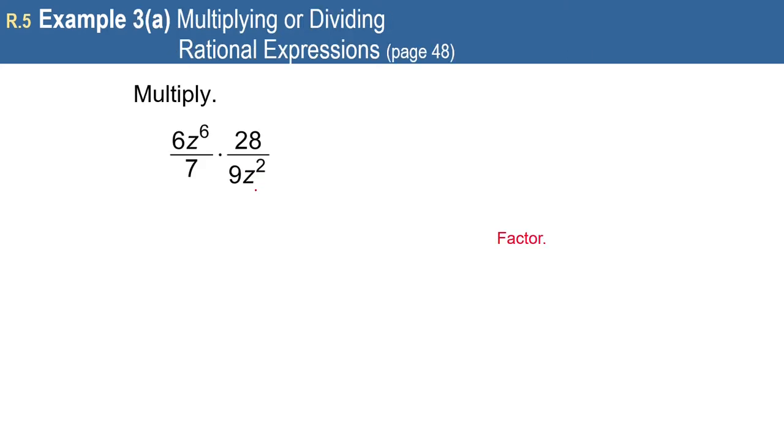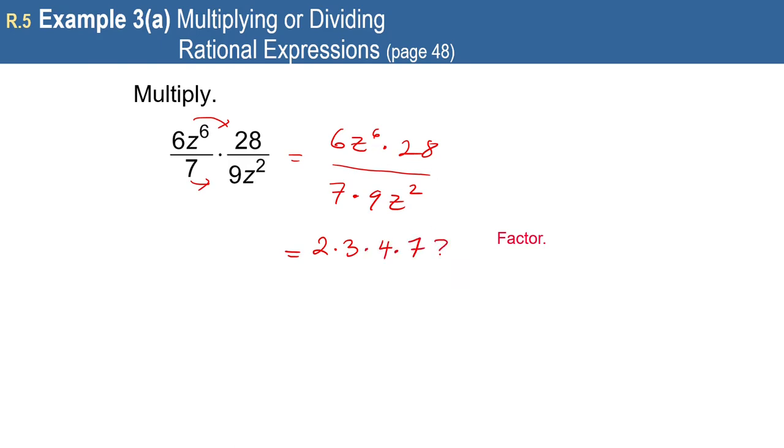In example 3a, let's multiply 6z to the 6 over 7 times 28 over 9z squared. First thing I want to do is just multiply across. That's how we do fractions, so we'll say this is 6z to the 6 times 28 over 7 times 9z squared. Now the next thing I want to do is factor this. I can factor the 6 as 2 times 3. I can factor the 28 as 4 times 7. We have z to the 6. I'll leave that on the top. On the bottom, I have a 9, which can be factored as 3 times 3, and a z squared.